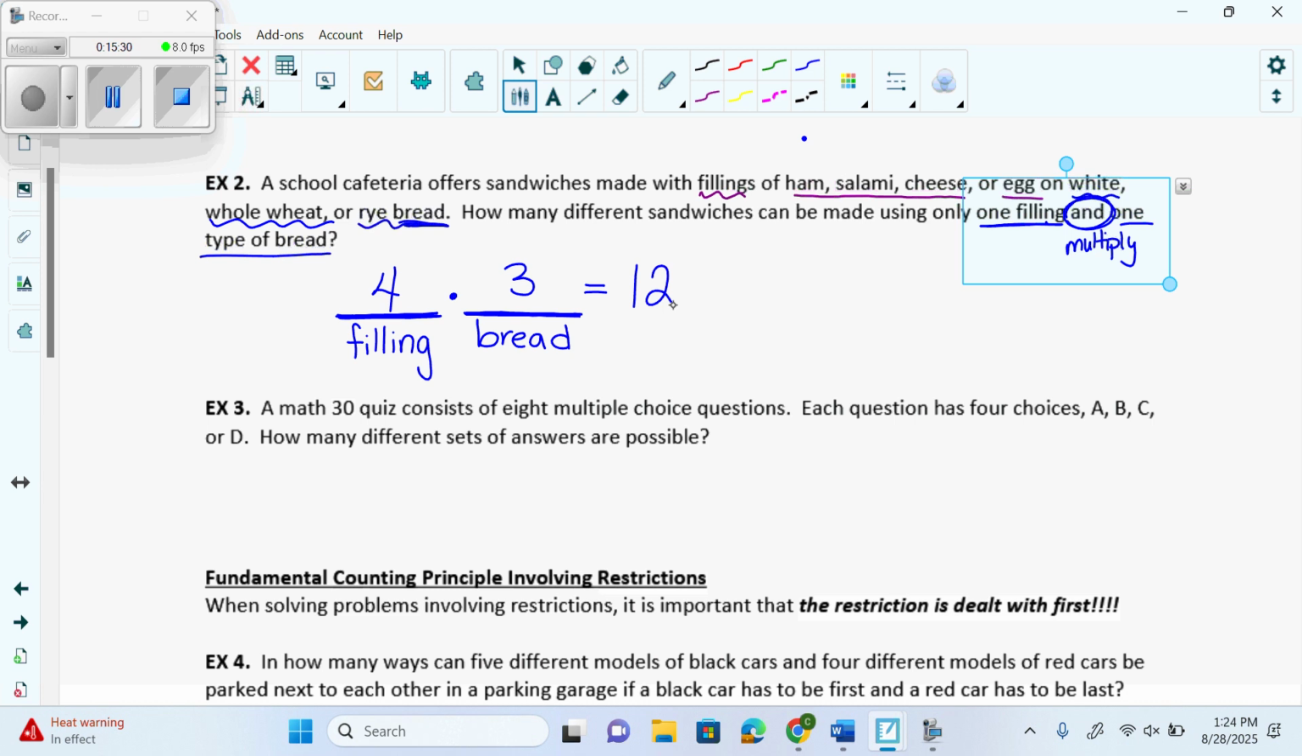So just show all your work. We're going to do proper work, because what I want is for you to write your diploma and not lose marks. Okay? Because that's my goal. I don't want you losing 0.5s all over the place. That adds up. So we have 12, and then because it's a question, it says how many different sandwiches can be made? 12 different sandwiches can be made.